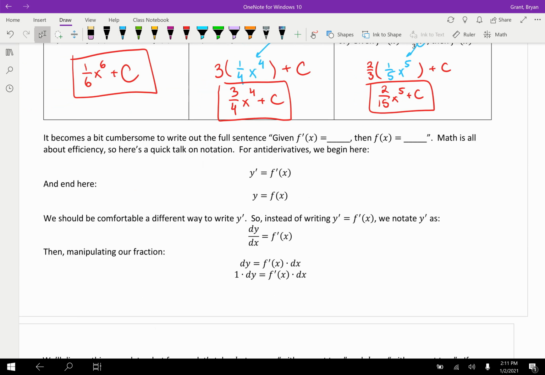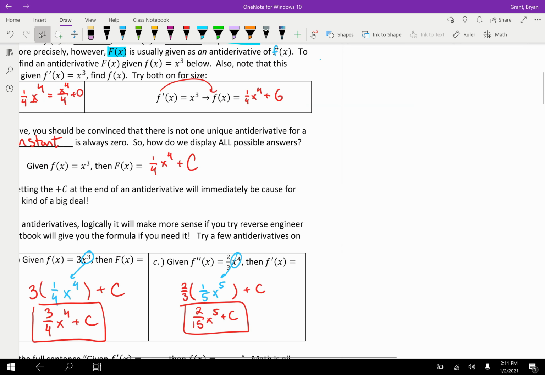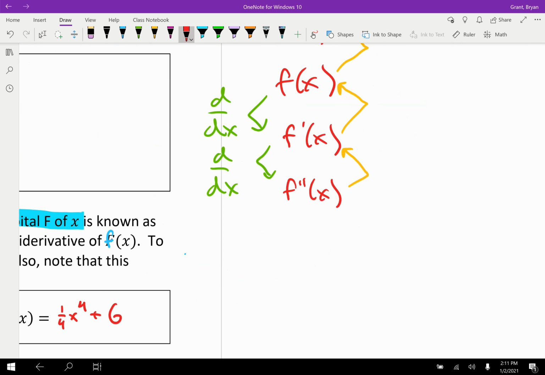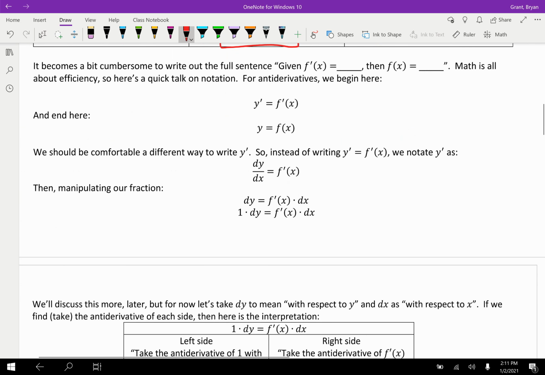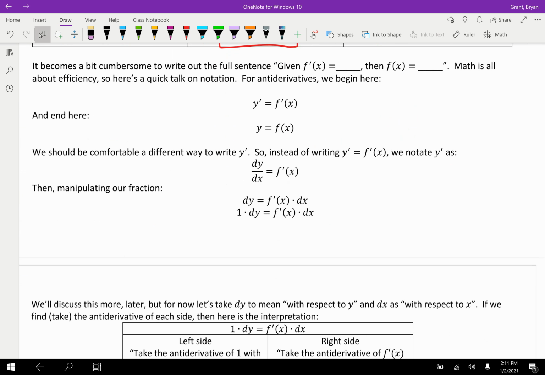Now, it is a little bit cumbersome to write out that full sentence that I've been doing up above, like given f prime of x equals this, then what does f of x equal? And so it would be nice if we had a symbol kind of like that d dx symbol from earlier, where d dx means take the derivative. Is there a way that we can tell someone to take the antiderivative? And unfortunately, it's not d dx just flipped over. That would actually get a little too confusing. So we're going to have a quick talk about notation first, and then we'll introduce the symbol that means to take the antiderivative, or rather the collection of symbols.